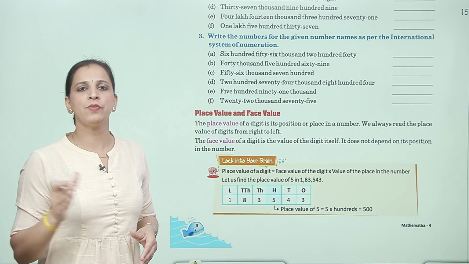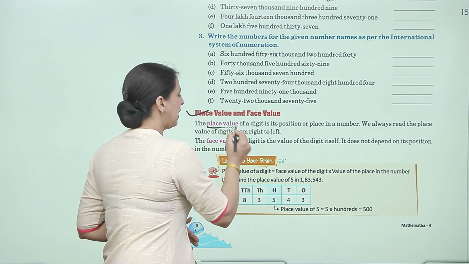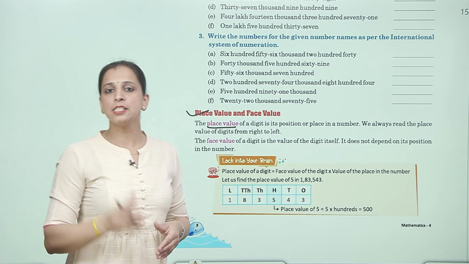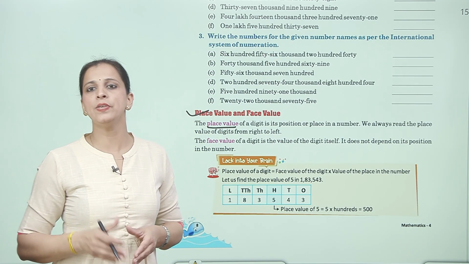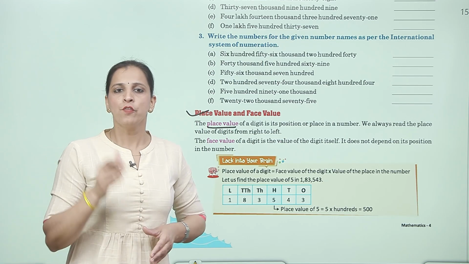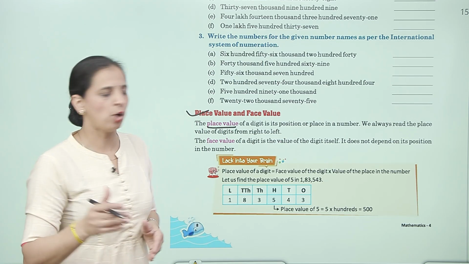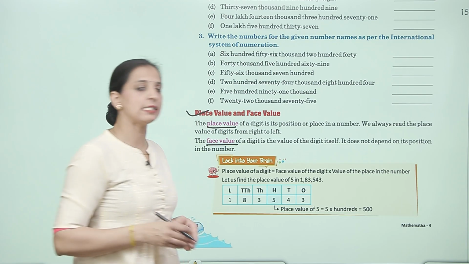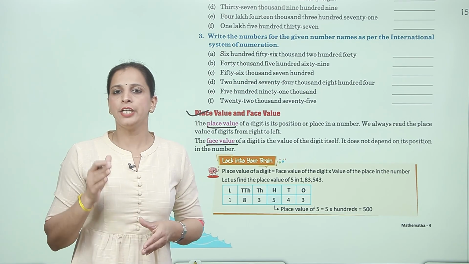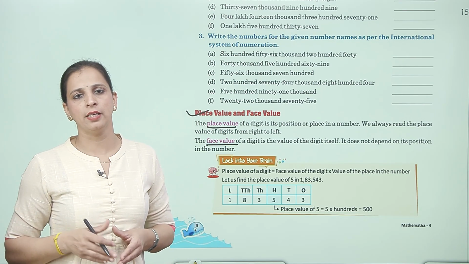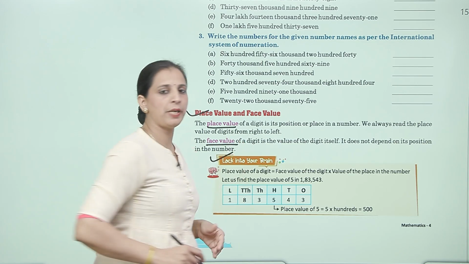Now next is place value and face value. The place value of a digit is its position or place in a number. We always read the place value of a digit from right to left. Now the face value of a digit is the value of the digit itself. It does not depend on its position in the number. Now lock into your brain.